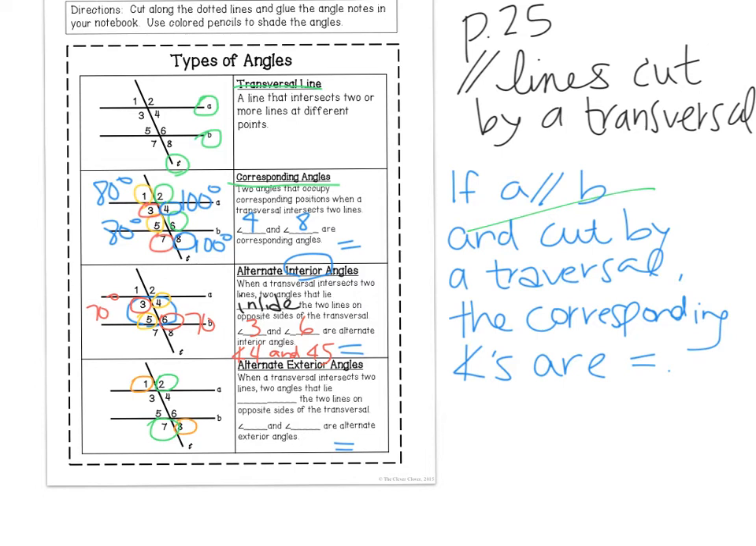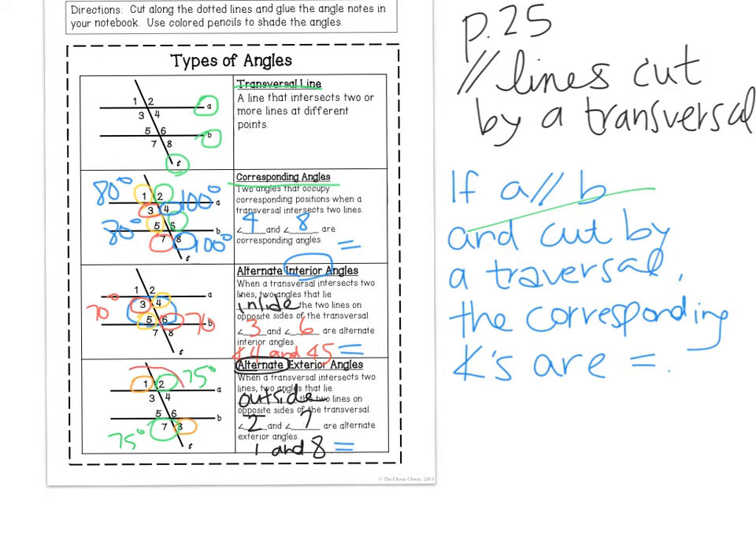So here you're going to put: when a transversal intersects two lines, two angles that lie outside, because they're exterior, the two lines on opposite sides of the transversal. Opposite, that's where the alternate comes from. So you could put 2 and 7, or you could put 1 and 8. So, for example, if 7 was 75 degrees, then 2 is 75 degrees. And you can find what 1 and 8 are. How might you find what angle 1 and 8 are if 2 is 75 degrees?